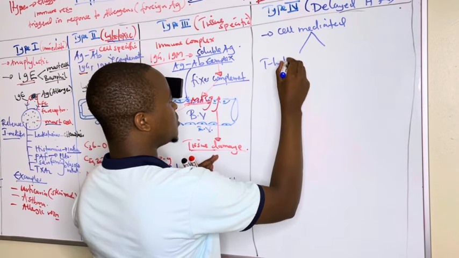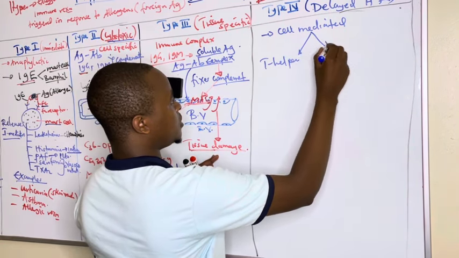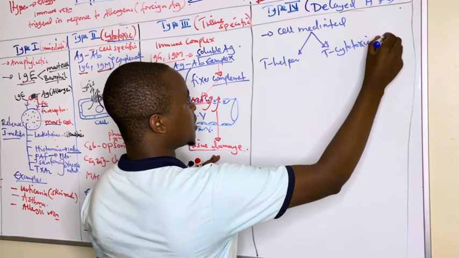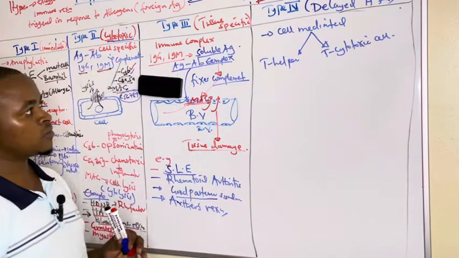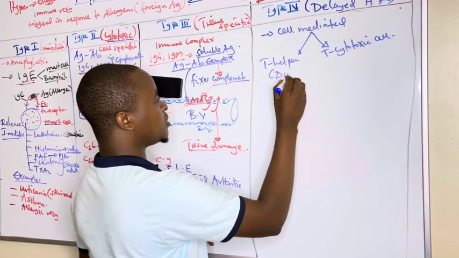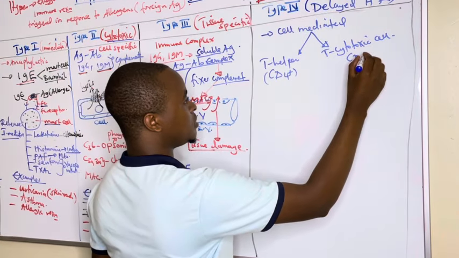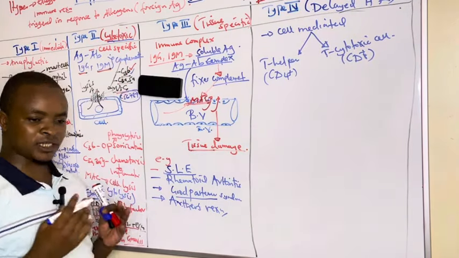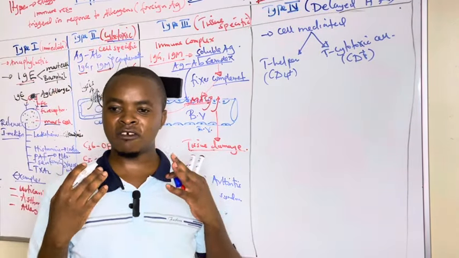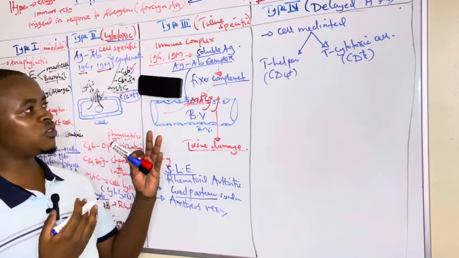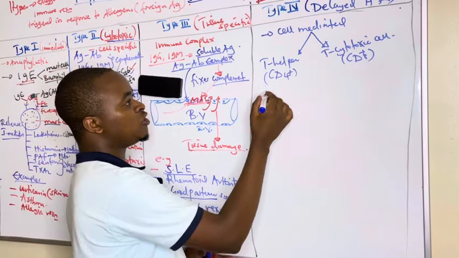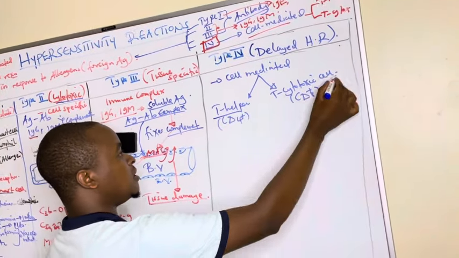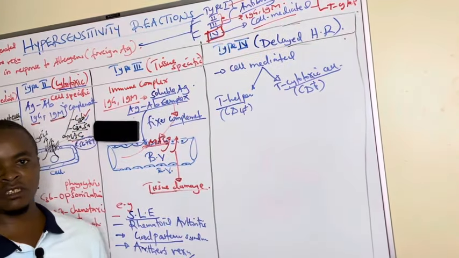T helper cells and T cytotoxic cells. These are part of the T lymphocytes. Sometimes we call them CD4 positive cells and CD8 positive cells. So what happens is that in the presence of an allergen, or an antigen that is triggering this reaction, they trigger the proliferation of the T lymphocytes to produce the T helper and the T cytotoxic cells by the lymphoid tissue.